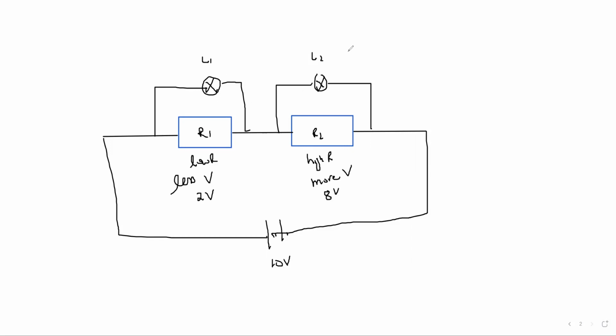So L1 and L2 are in parallel. If L1 and L2 are in parallel, what is the voltage across L1? 2 volts. And what is the voltage across L2? It will be 8 volts. So this one has a low voltage, so it will be dim, and L2 receives the high voltage, so it will be bright. This is when you have fixed resistors with different resistance connected in series with each other.